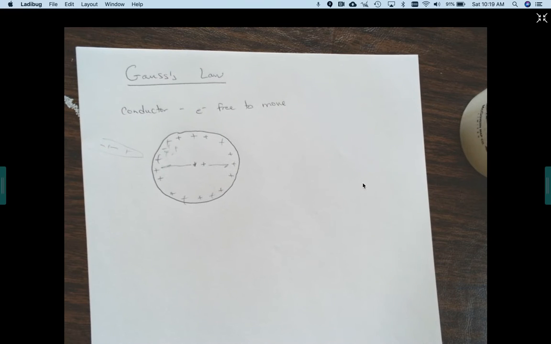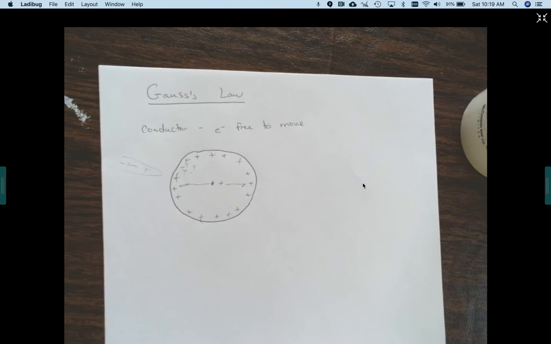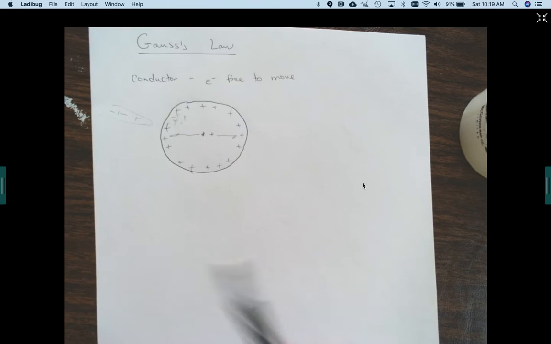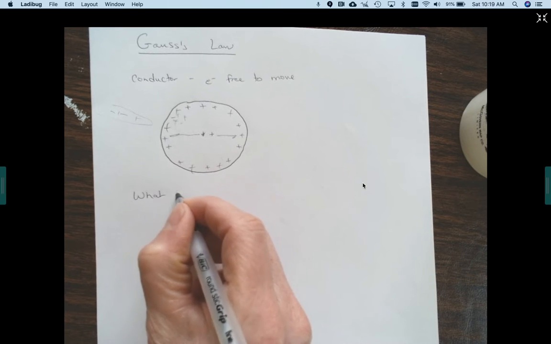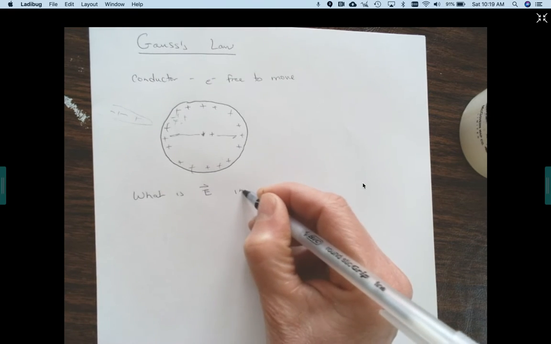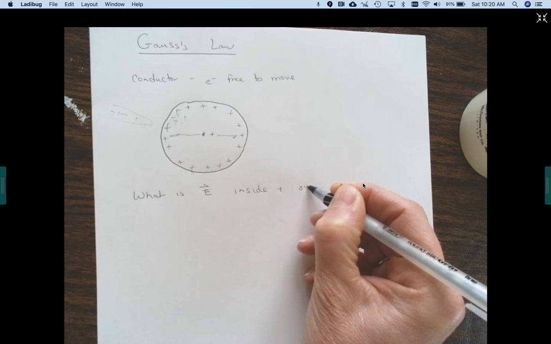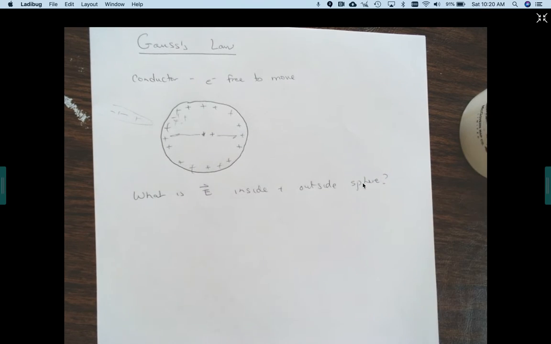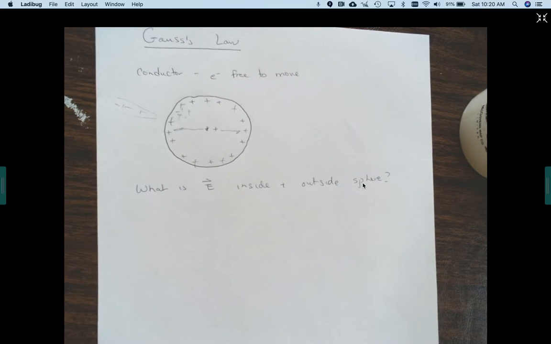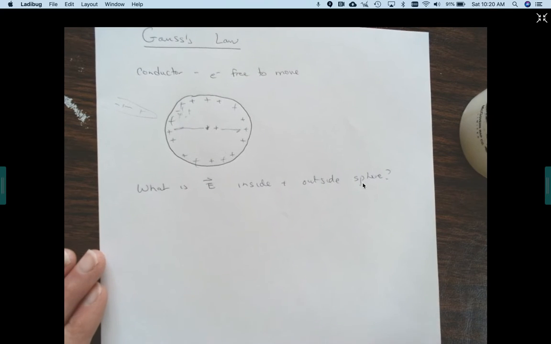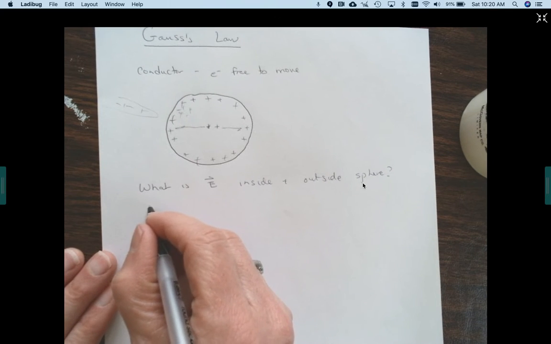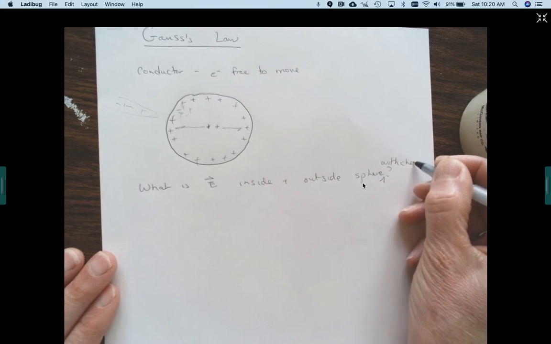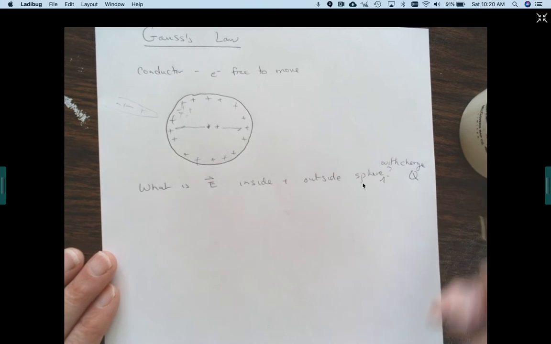Now let's look at Gauss's law and see if we can figure out what the field is inside the conducting sphere and outside of it. So what is our electric field inside and outside the sphere? This is different from a sphere that has a uniform charge density, right? This is specifically a conducting sphere, let's say with charge Q.